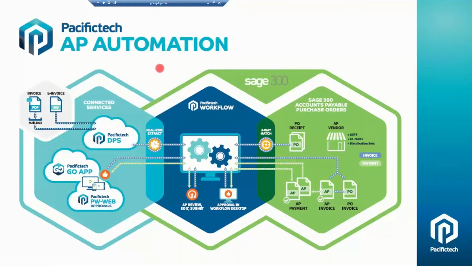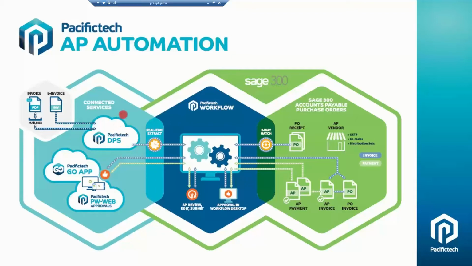Okay, so now this next infographic is looking at just AP automation specifically, and this contains a lot of information, but I think a lot of it will be of interest to you. So in the green hexagon here on the left-hand side are the Sage 300 modules, accounts payable and purchase orders. In the dark blue hexagon, these are our workflow modules that sit inside the Sage 300 desktop. And that's the payables workflow for the whole invoice approval side of things.